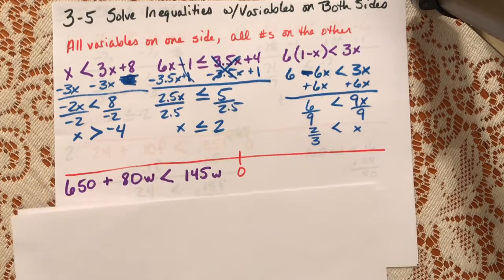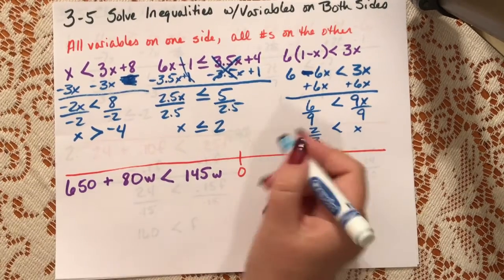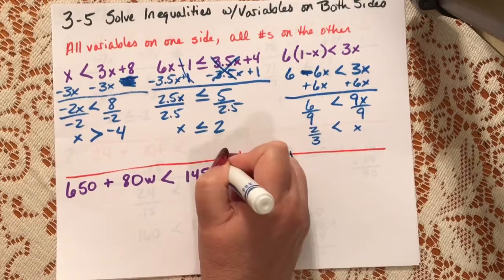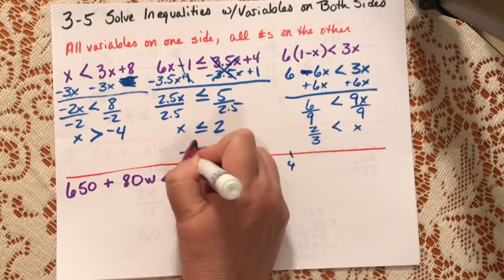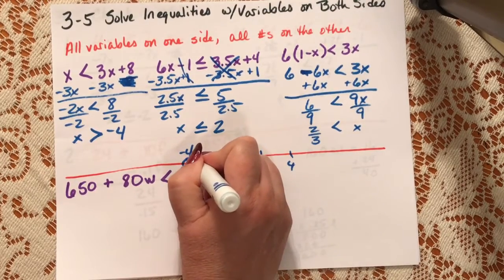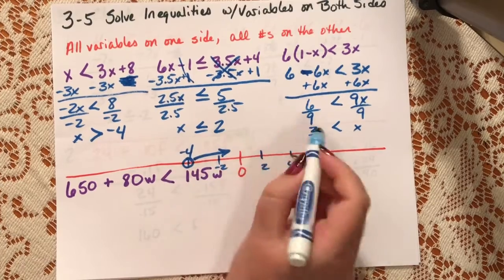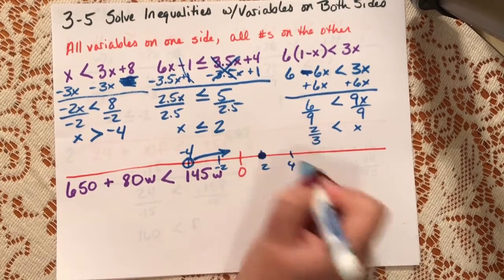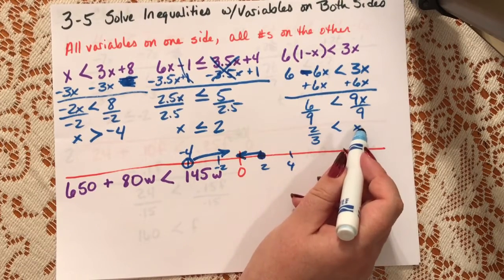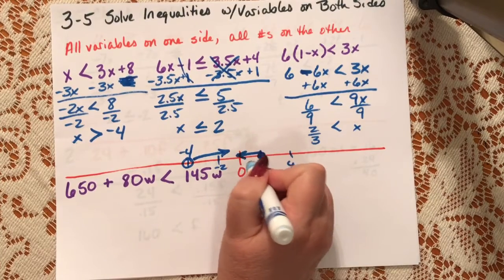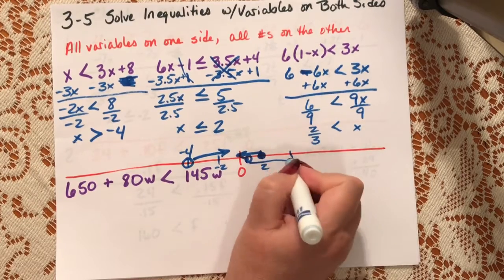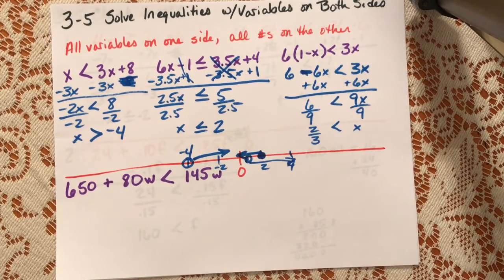And they're going to ask us to graph these. 2, 4, negative 2, negative 4. X is greater than negative 4. I have an open circle and x is bigger. X is smaller than 2 or equal, so I can do a closed circle, and x is smaller than that. 2/3 is smaller than x. 2/3 is right about there, and it's an open circle, and x is larger than that, so our arrow is going to go this way.